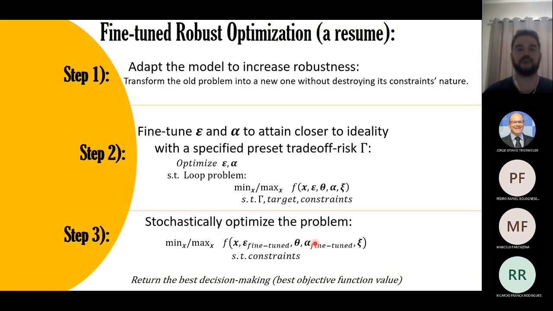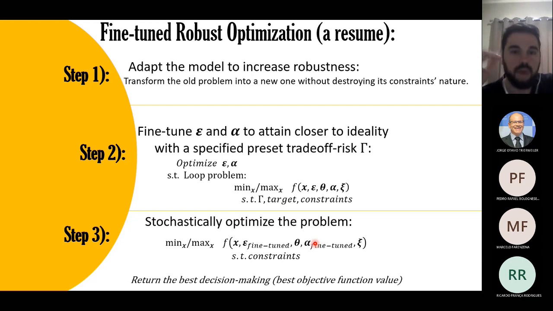So here is a resume of the method, okay? And it's mainly 3 steps. The first step, you have to adapt the model to increase the robustness of your model. So in this step, you're going to transform the old problem into a new one without destroying its constraints nature. This is very important, and I will explain further.